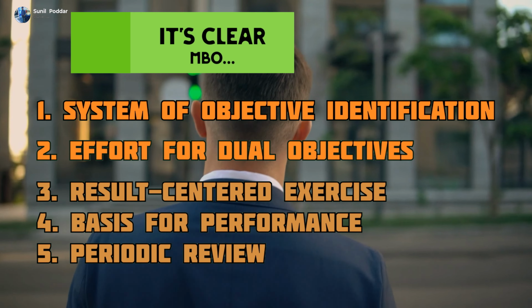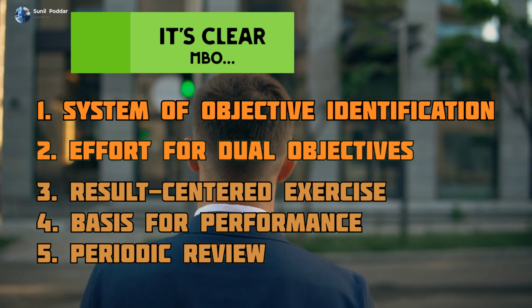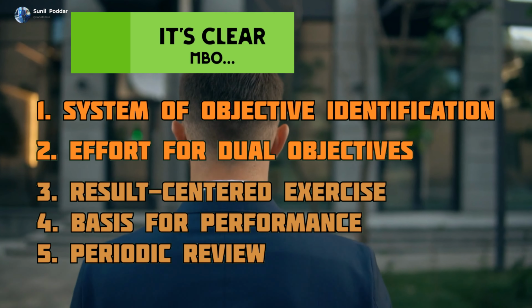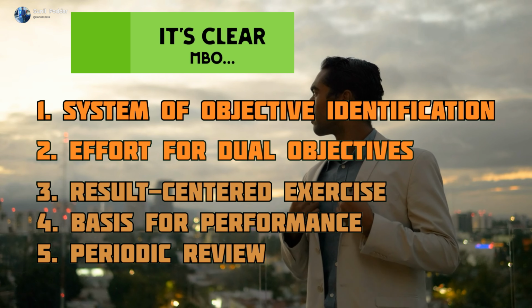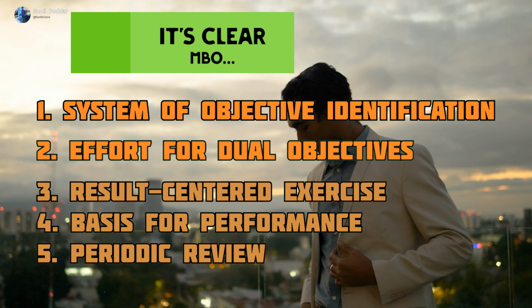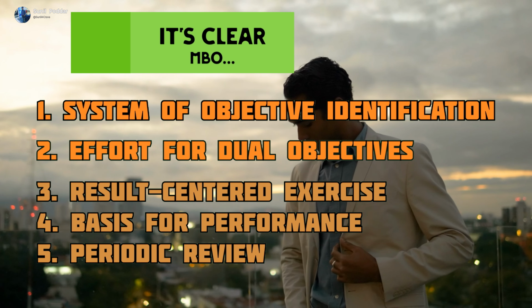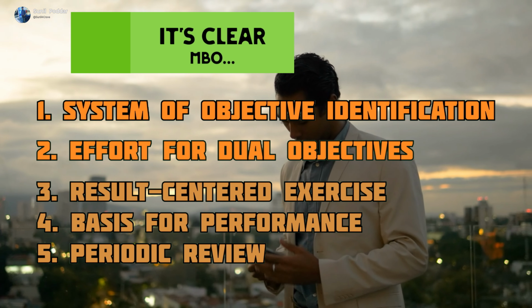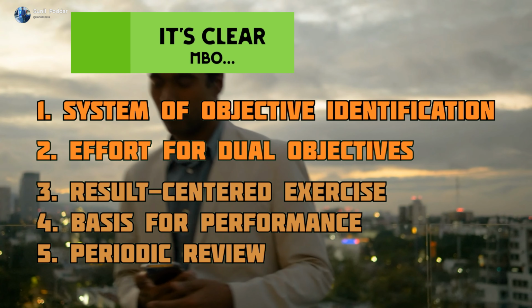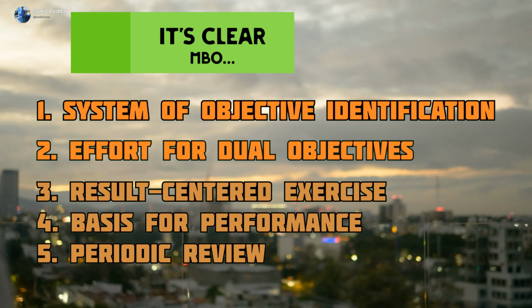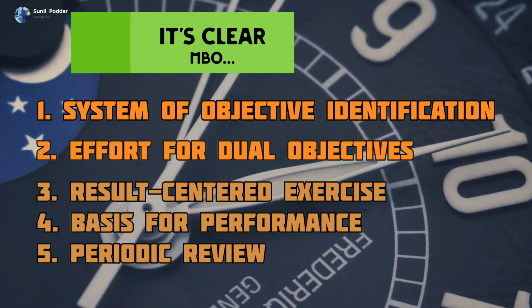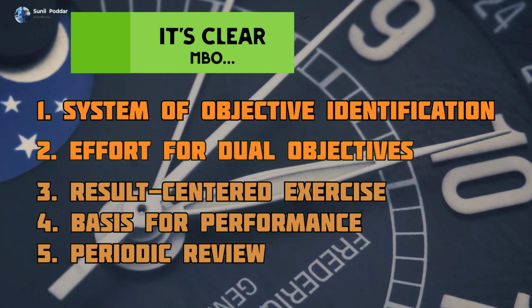Management by objective involves both superior and subordinate collaboratively setting clear, measurable goals. For example, in a tech company, a manager and a software developer might agree on a goal to reduce app loading time by 30% within the next quarter. It is an effort for dual objectives. MBO aims to align organizational goals with individual employee goals. For instance, a sales team target to increase revenue by 15% also meets the personal objective of an individual salesperson who earns bonuses based on their sales performance.